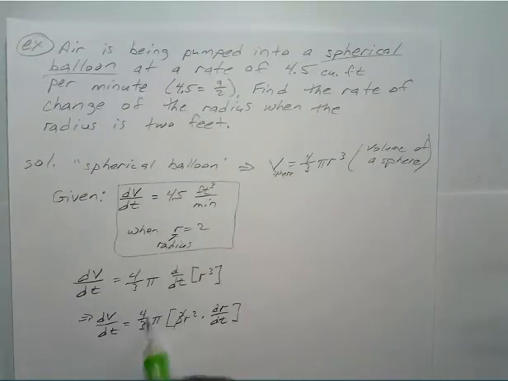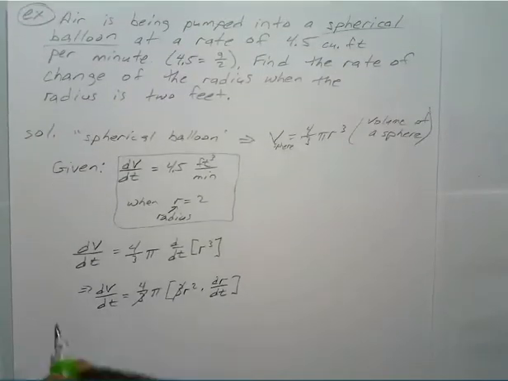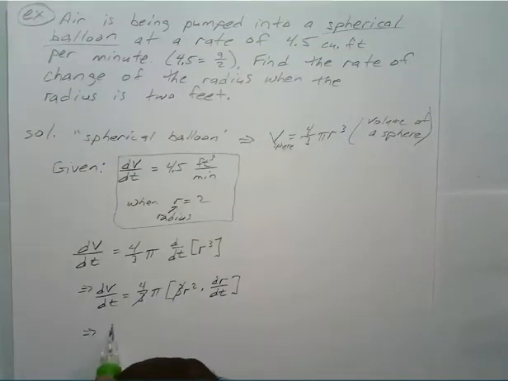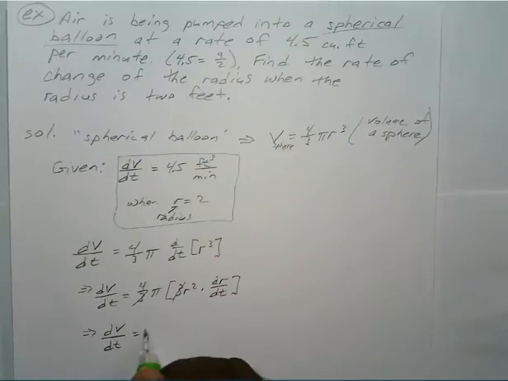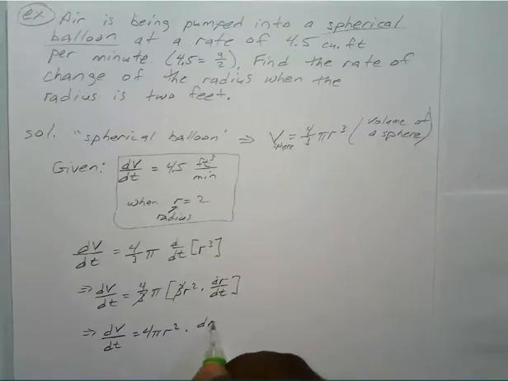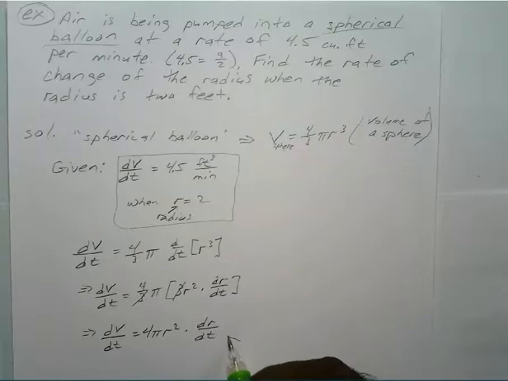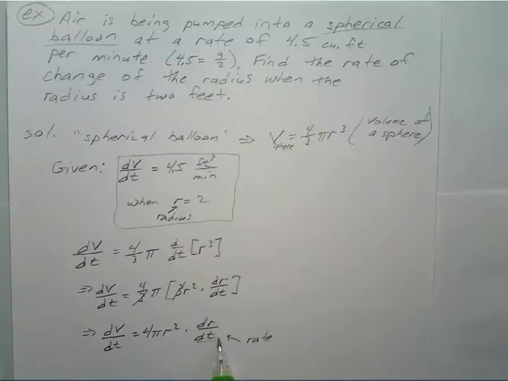Okay. So you can see here those 3's cancel each other out. So the rate of change of the volume with respect to time is equal to 4 pi r squared times your dr/dt. Okay, which means this is the rate of change of your radius. Just this part.